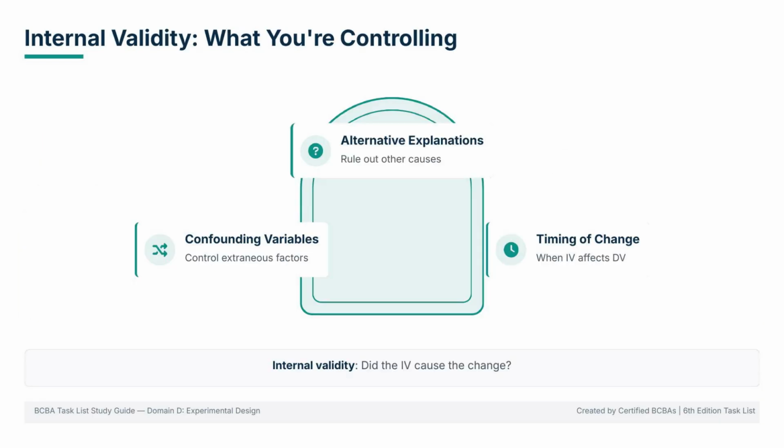Internal validity is all about control. It asks one simple question: did the independent variable cause the change? To answer that, you must rule out alternative explanations. That means controlling confounding variables, anything else that could explain the behavior change. You also need to look at the timing of change. If the behavior changes before the IV is introduced, that's a red flag. So remember, internal validity is about proving causation, not coincidence.